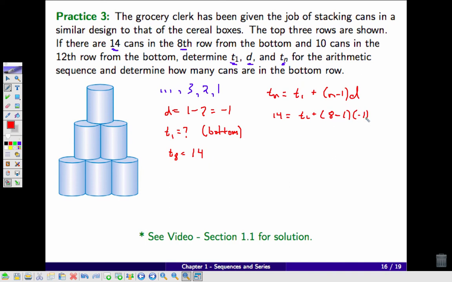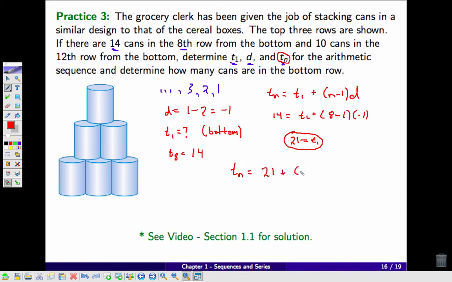And let's do it. Over here we have 8 minus 1 is 7, times negative 1 will be negative 7. Bring that over to the other side, and you're going to get 21 equals T1. Okay, so what that means is the bottom row actually has 21 cans. Now all we have to do is write a general term for Tn, right? It's still asking for this guy right here.